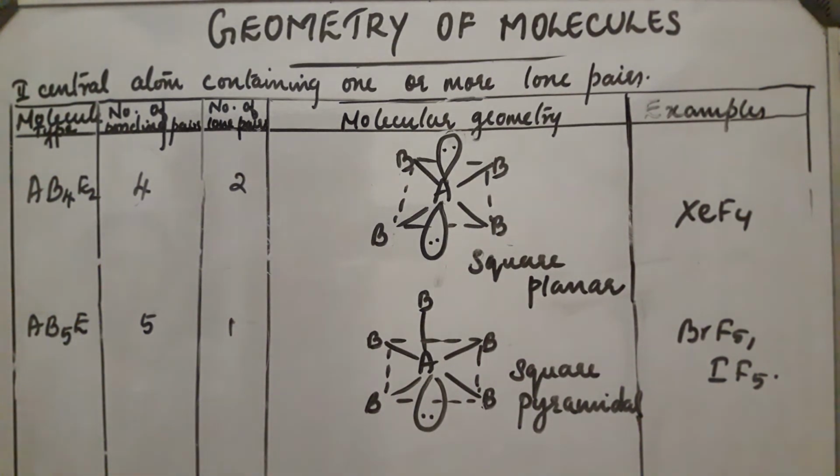So in order to find the geometry of the molecules, first we have to find the central atom. The central atom containing bond pairs and lone pairs we have to calculate, from which we can easily find the geometry of that molecule. These are the different geometries of molecules in the case of VSEPR theory.